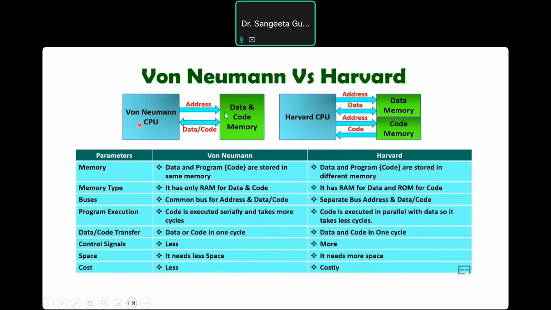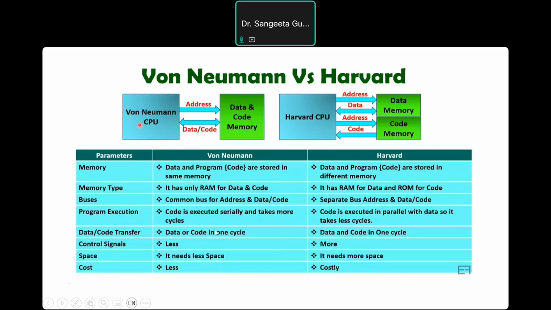there is only one memory and the time taken to access data from memory will increase. Also, the time taken to execute the code increases. Whereas in Harvard architecture, the code can be executed in parallel by accessing the data across both RAM and ROM in parallel, and the time taken to transfer the data is approximately one cycle in von Neumann architecture, whereas in Harvard architecture, the data and code both can be transferred in one cycle.